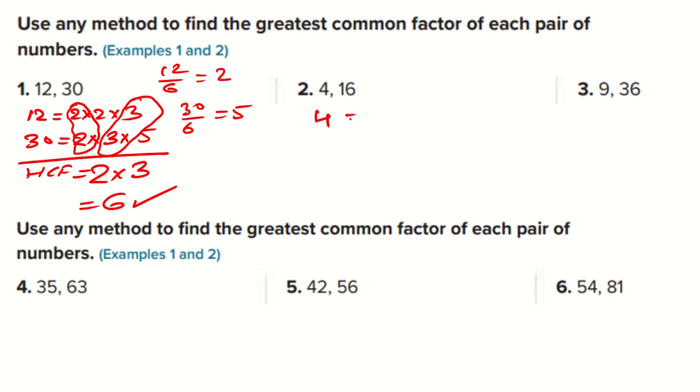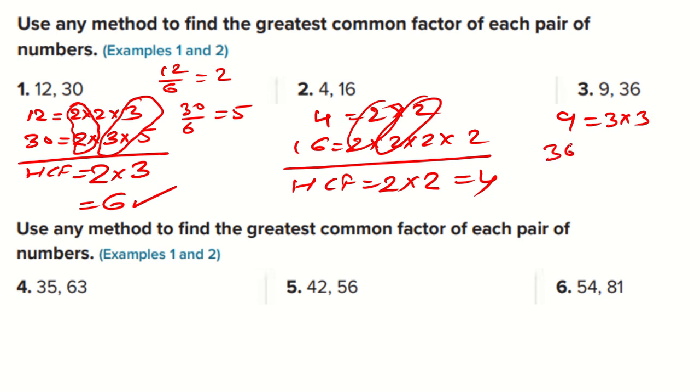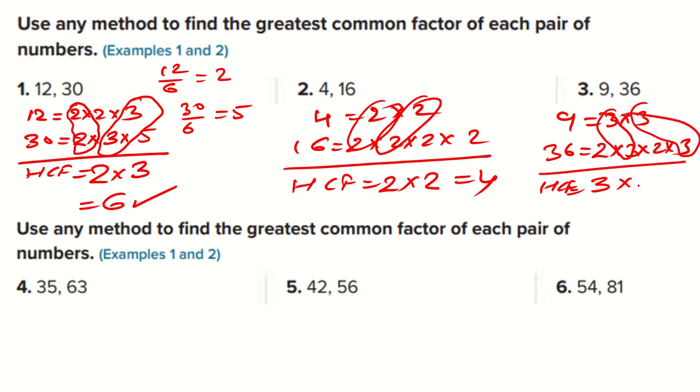Now 4 is 2 multiply 2 and 16 is 2 multiply 2 multiply 2 multiply 2. So HCF will be, you see this 2 is common, so 2, another 2 is also common, so 2. This is 2 multiply 2, that is 4. Now 9 is equal to 3 multiply 3 and 36 means 2 multiply 3 multiply 2 multiply 3. So HCF will be, you see this 3 is common, so 3, and another 3 is also common, so 3, and 3 multiply 3 is 9.